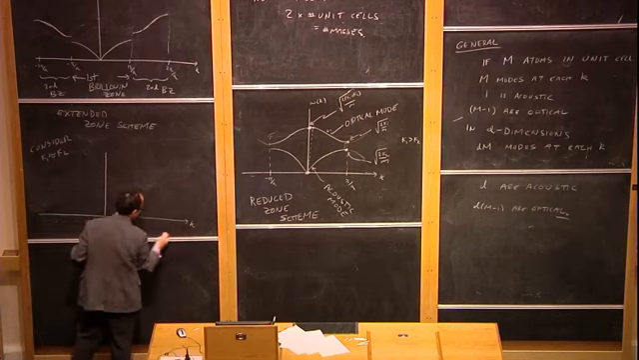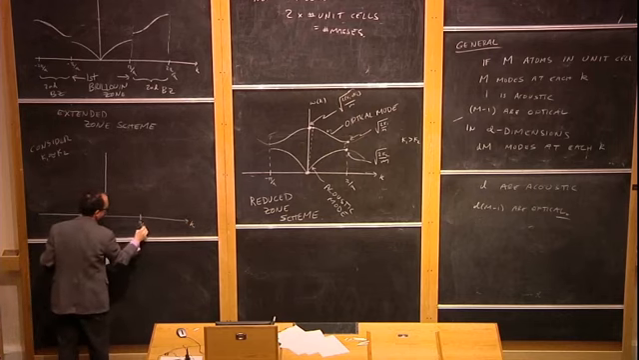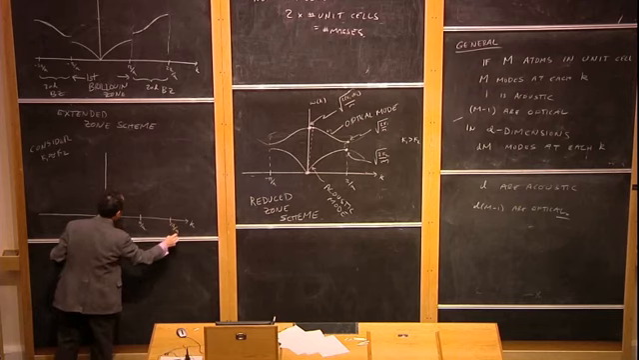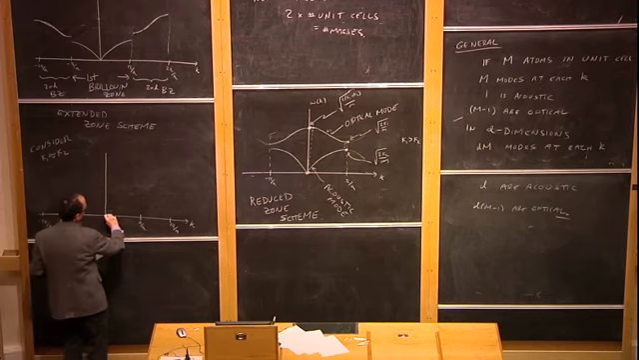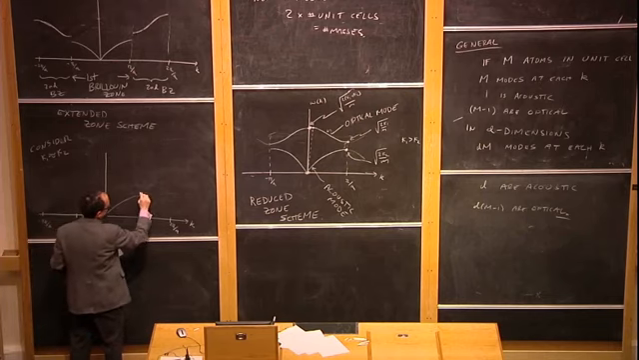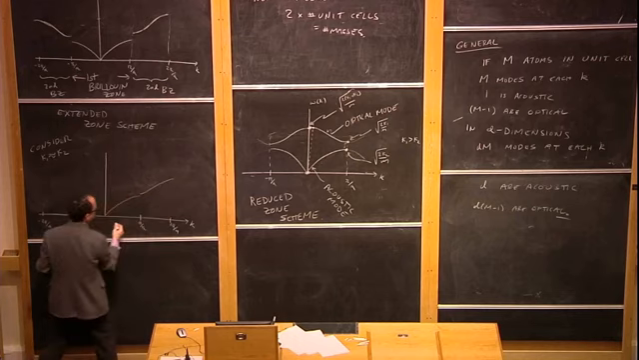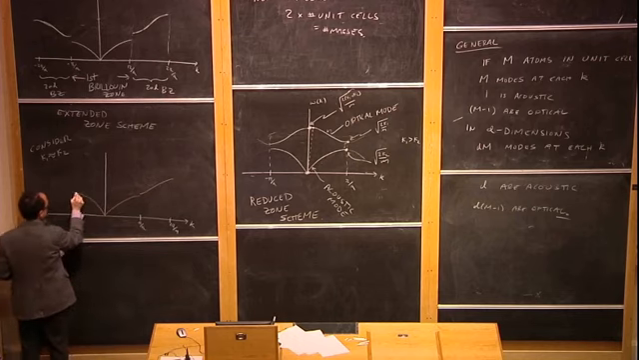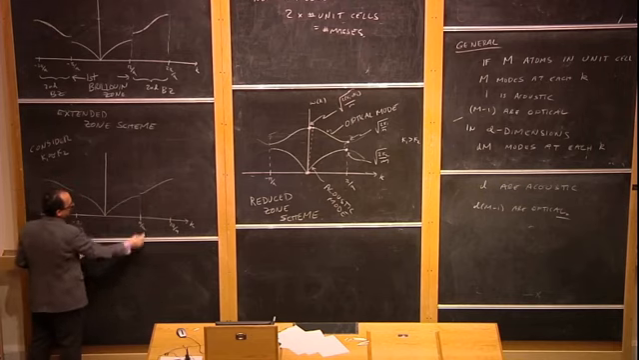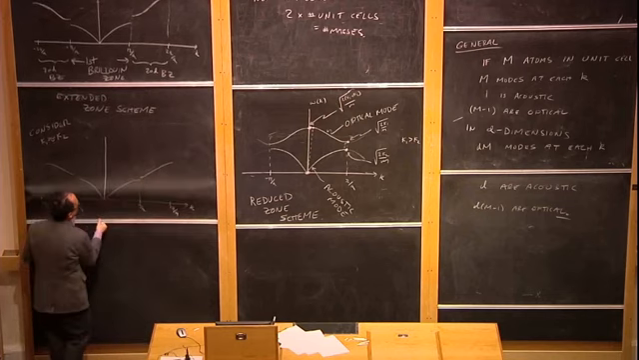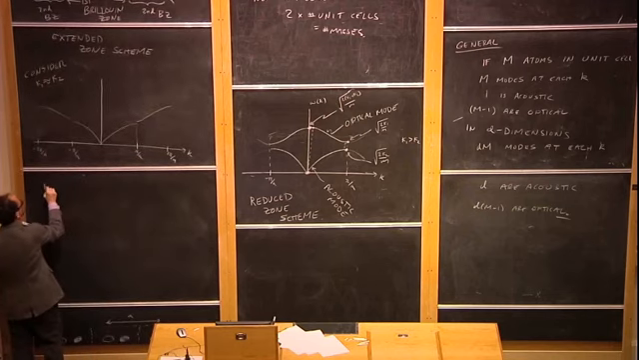So here's k. Here's pi over a. Here's 2 pi over a. Here's minus pi over a. And here's minus 2 pi over a. So what it's going to look like is kind of this, that, like this, like that. So a very small gap at the Brillouin zone boundary here, because kappa 1 and kappa 2 are very close to each other. Now, what happens when kappa 1 actually equals kappa 2?